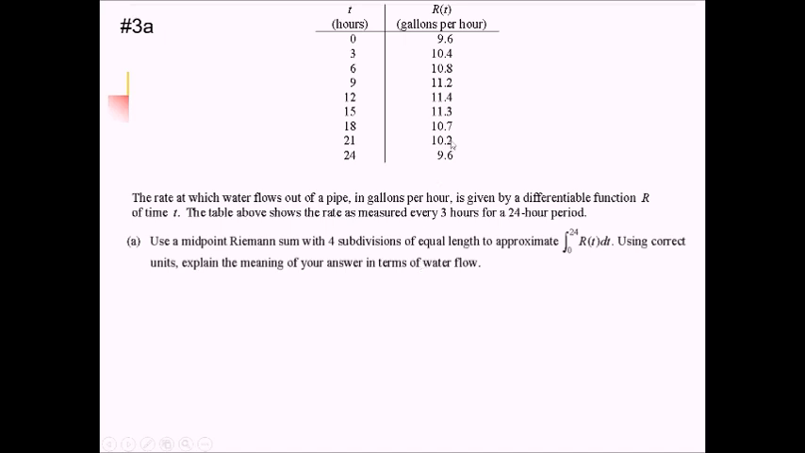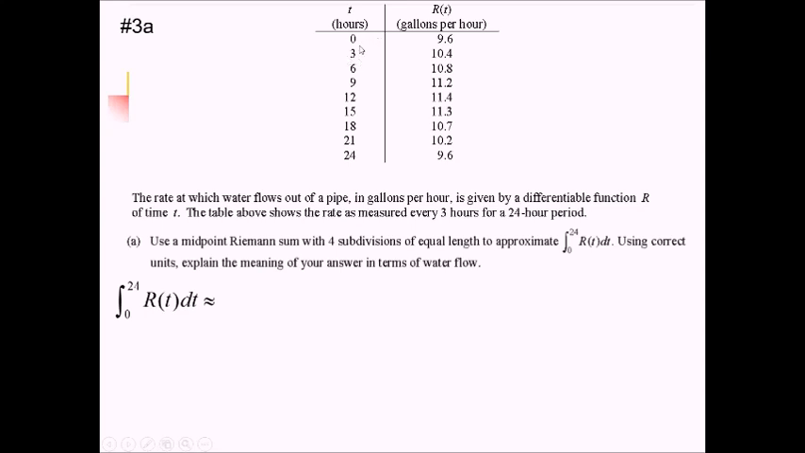Okay, so if I have 4 subdivisions of equal length to get from 0 to 24, that means my subintervals have to have a distance of 6. So I'm going to say that my integral here is approximately equal to the following. So these are all going to be base times height rectangle areas. So each of these is going to have a base of 6, and the height is going to be the output value of the middle input.